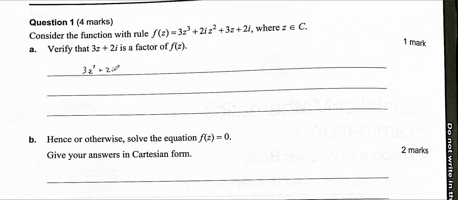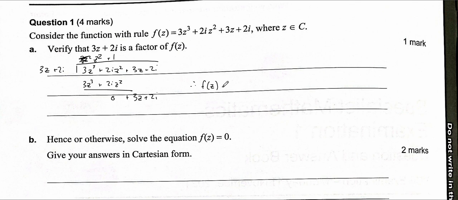3z cubed plus 2iz squared plus 3z plus 2i, divided by 3z plus 2i. So 3z cubed over 3z is z squared. 3z cubed plus 2iz squared goes down here. Subtract, we get 0, plus 3z plus 2i, so plus 1. Therefore, f of z is equal to 3z plus 2i times z squared plus 1. Therefore, 3z plus 2i is a factor.